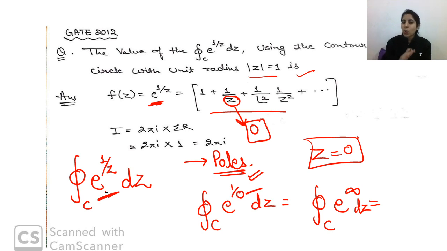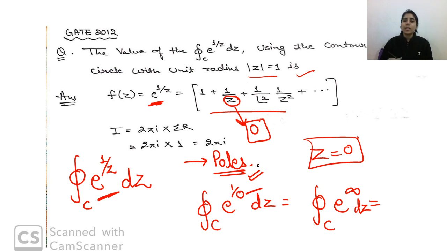But here it's only z is equal to 0. In this case, what will happen? Now, I have different methods to find the residue. But again, before talking about the residue, it's important that I consider whether this pole exists within the contour or not.